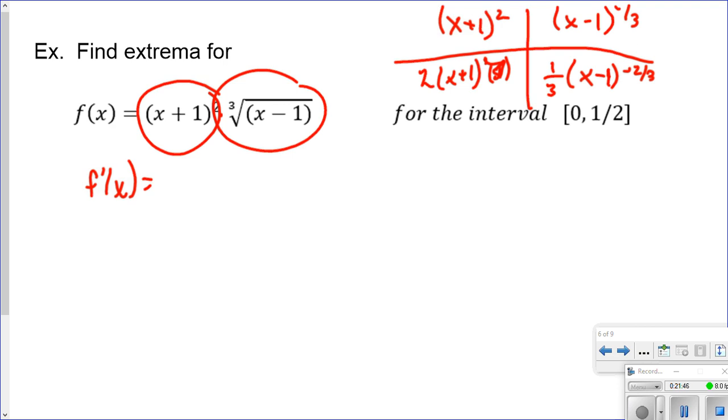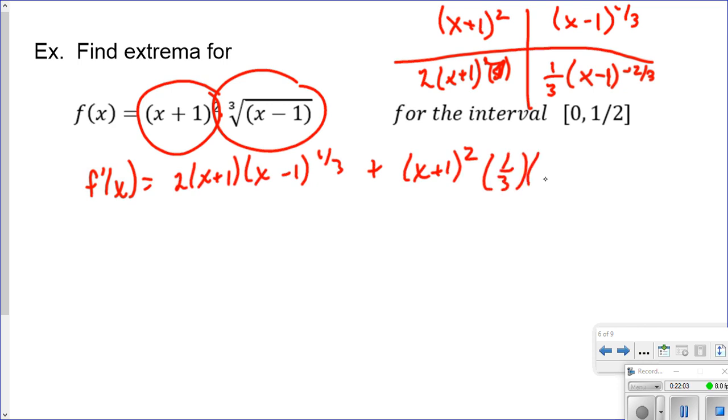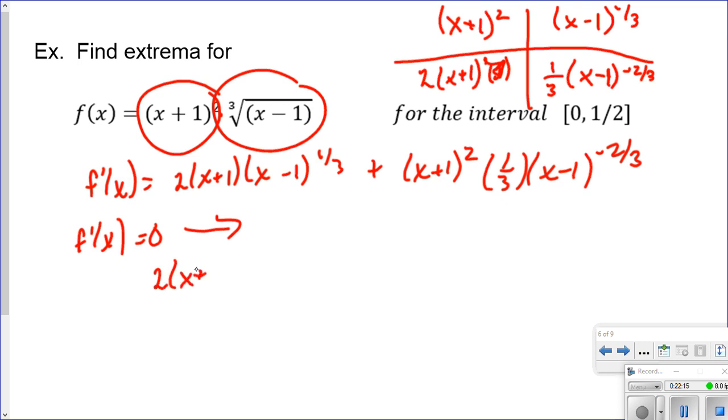Okay, so my derivative is my product rule: 2x plus 1 times x minus 1 to the 1/3 plus x plus 1 squared multiplied by 1/3 x minus 1 to the negative 2/3. And I have to find when that's equal to 0 using our strategy from the last example. I'm not going to expand that. I'm actually going to try and solve it by taking out a greatest common factor.